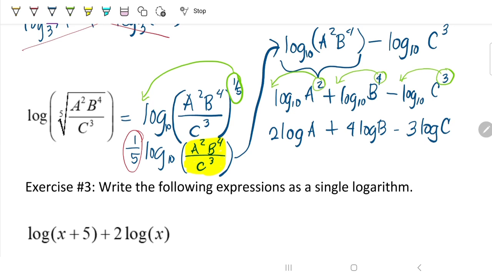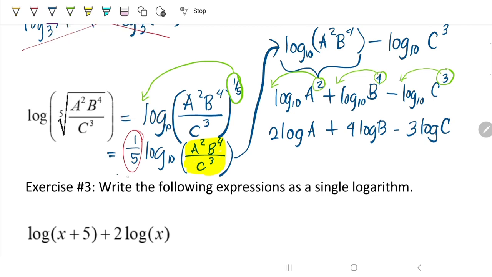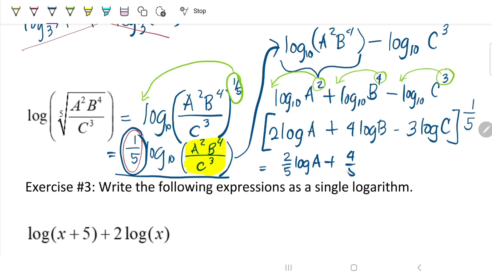Okay. However, so going back here sa sinimplify natin kanina, meron pa tayong 1/5. Okay? So, this is all multiplied to 1/5. Okay? So, if you want to write this neatly, yung walang parenthesis, okay? So, our final answer would look like this. 2/5 log A plus 4/5 log B minus 3/5 log C. Okay? So, this can be my final answer.